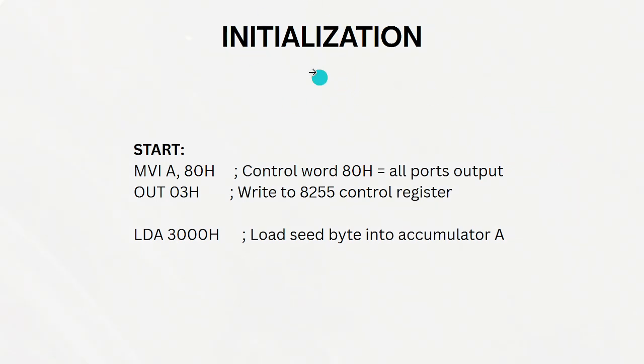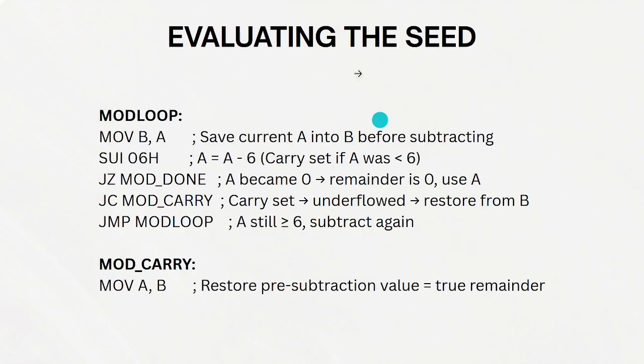So first we'll start by talking about the initialization. In the initialization, we'll first start by initializing everything, so that we'll initialize all the ports and we'll initialize the 8255. Next, we'll load the seed byte into the accumulator A. So the seed byte was stored in the 3000H memory location, and this will be loaded into the accumulator A. Next, we'll evaluate the seed. So as you remember, we'll have to calculate the modulus of seed with respect to 6.